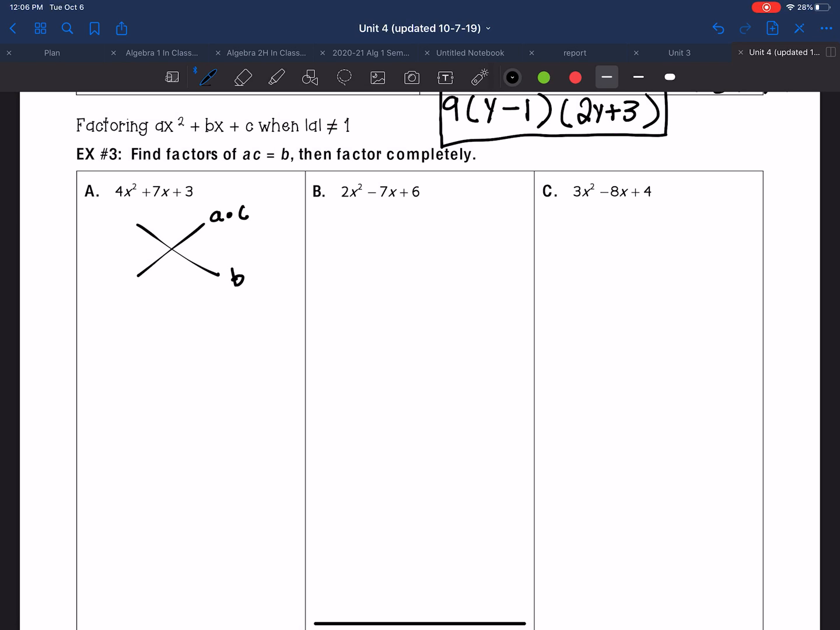So we put A times C on the top of the diamond. A times C is 4 times 3, which is 12. B is that middle term, 7, so I put 7 on the bottom. So we need factors of 12, numbers that multiply to 12 but add up to 7. Well, I know that I have 3 times 4. If I put 3 and 4 in here, 3 times 4 gives me 12, and 3 plus 4 gives me 7. That is exactly what I want to happen.